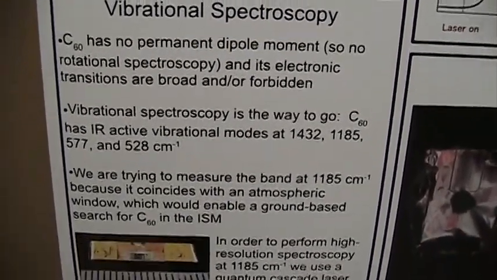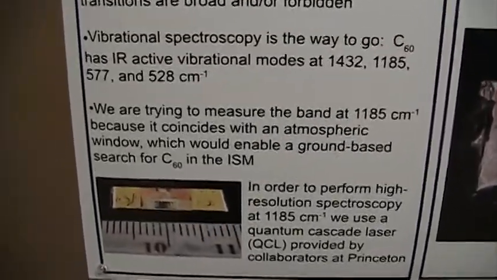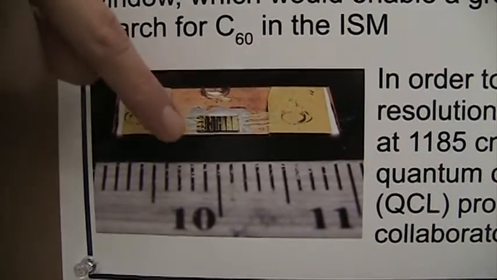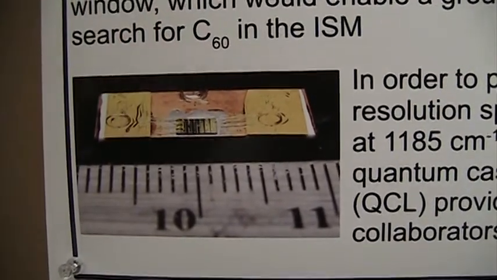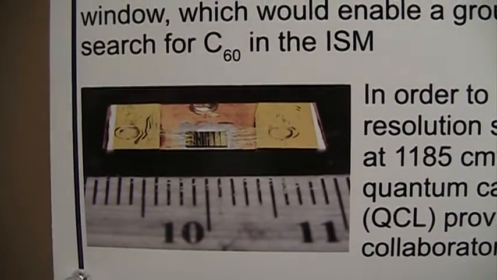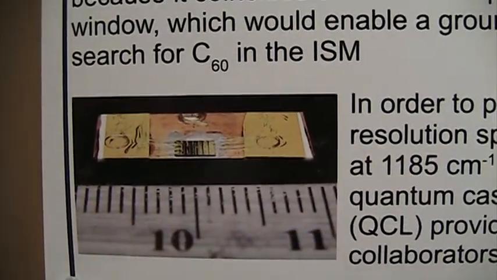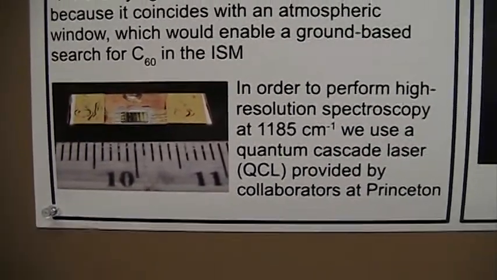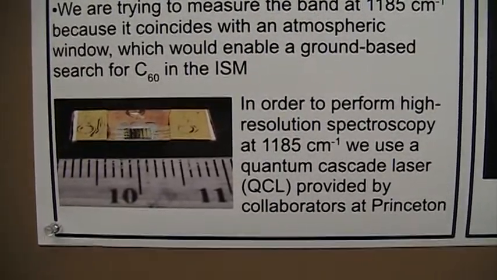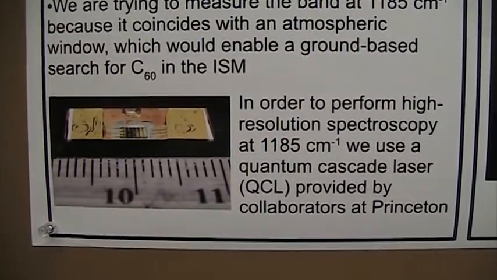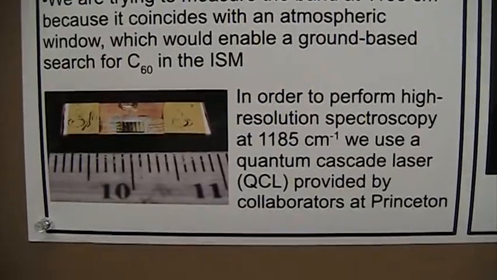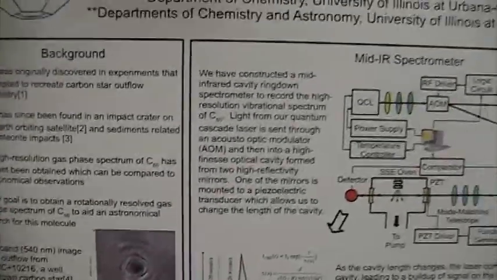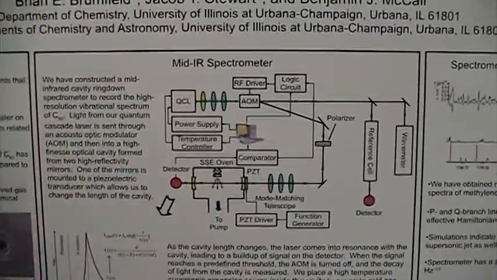And so the light source we use in this spectral region is a quantum cascade laser, which you can see here. Now the laser itself is this tiny ridge in between those gold pads there. And this is a centimeter scale ruler down here. So this is a very small laser. It's made up from stacks of semiconductor material that are specifically engineered to generate light at this particular wavelength.